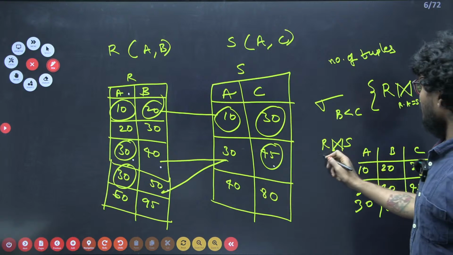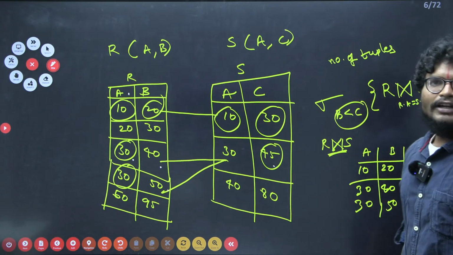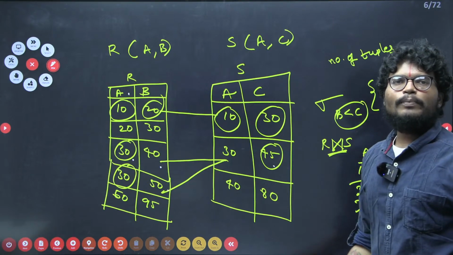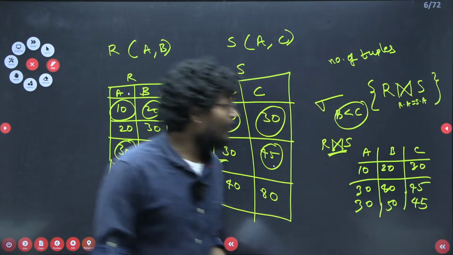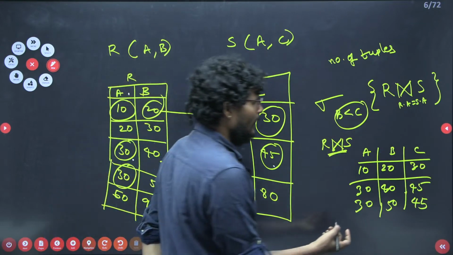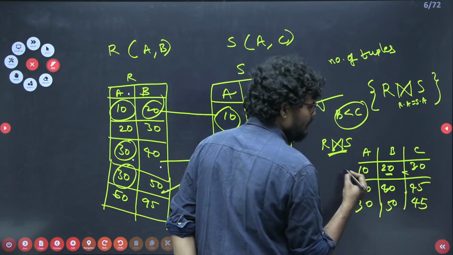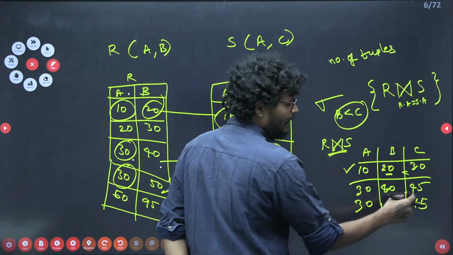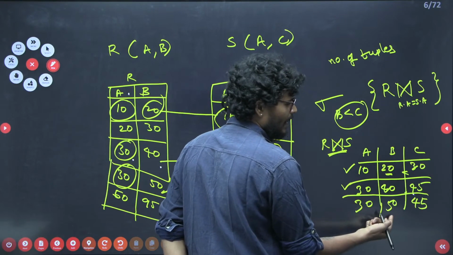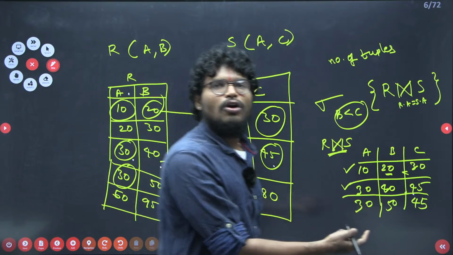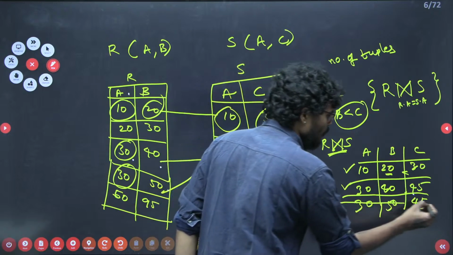Now after this, let us apply this condition. We need to select the rows where the B value is less than C. So where do we have B less than C? Let us check here. This 20 is less than 30, so this is a match. And then 40 is less than 45, this is a match. Whereas in the last row, we have B value 50, which is not less than the C value, which is 45. So this tuple is not selected.